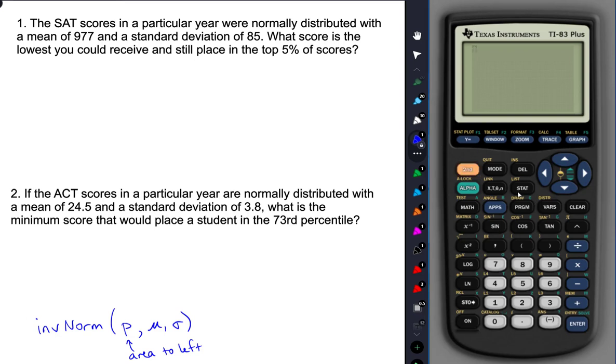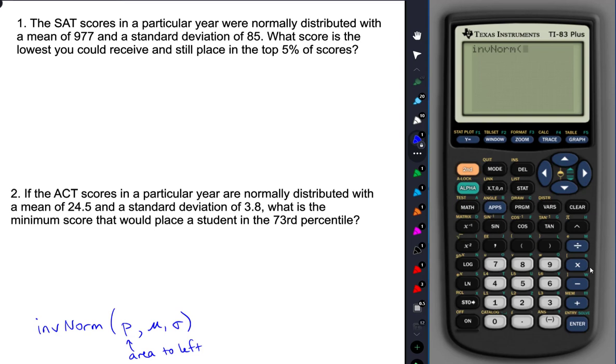Now where we find this function is under the distributions menu, so we need to press second and the vars key, and that takes you to the distributions menu. And it's probably the third option down. Inverse norm is what we're looking for. Now when you put your cursor next to it and press enter, it will just put the function onto the home screen and it awaits you to input the values of these 3 parameters. Now let's see how the function works through an example.